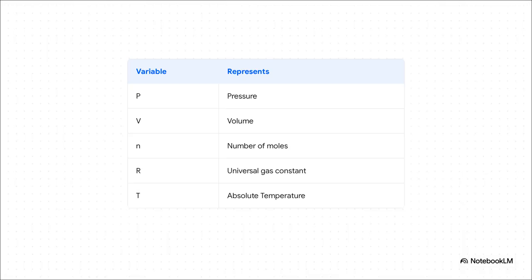So let's just break that down really quick. P is for pressure, V is for volume. Easy enough? Now, n stands for the number of moles. Just think of it like a chemist's version of a dozen. It's just a way to count a massive number of molecules at once. T is the absolute temperature. And R? Well, R is the magic ingredient. It's the universal gas constant, a special number that just makes the whole equation work perfectly for any ideal gas anywhere in the entire universe.